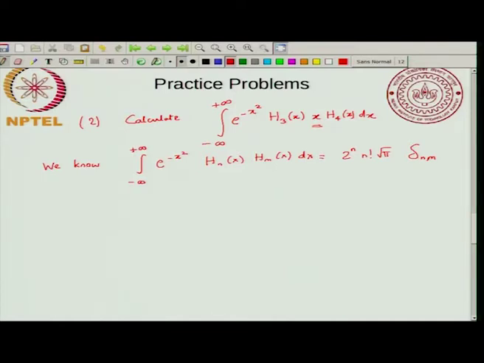Okay, so now how can you deal with x times H4? Here we use a relation, we use the recursion relation.